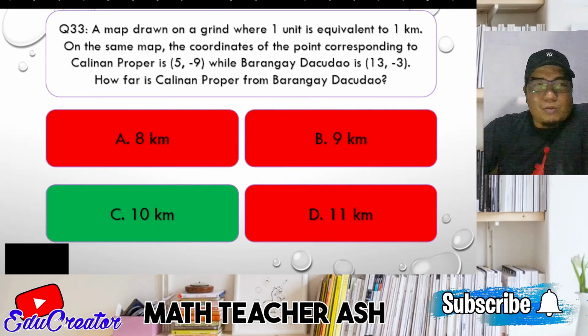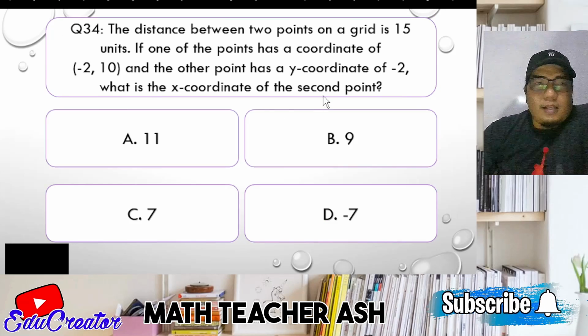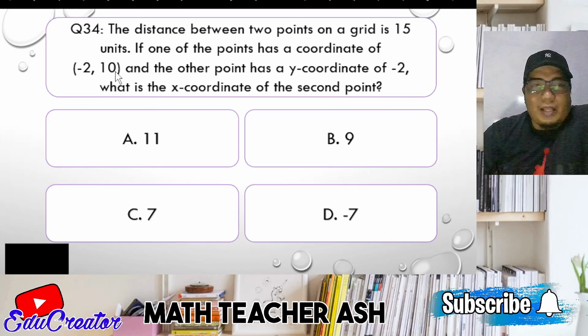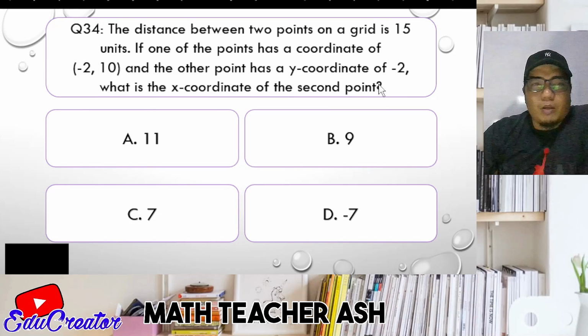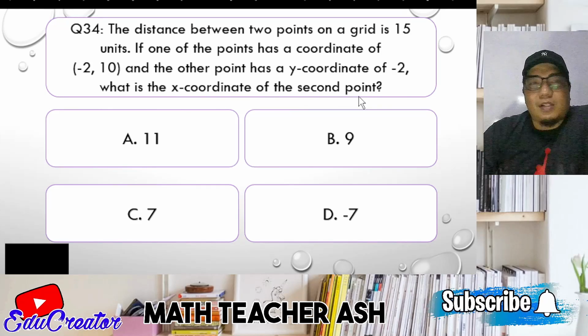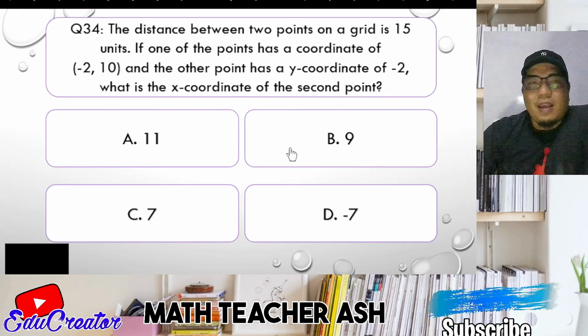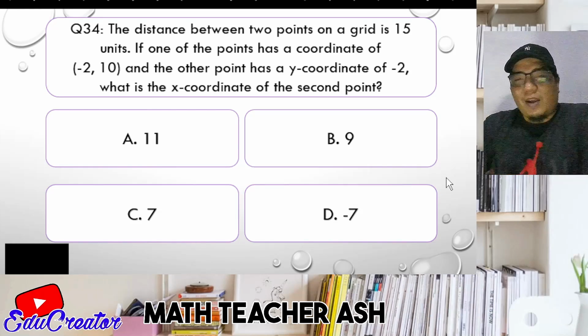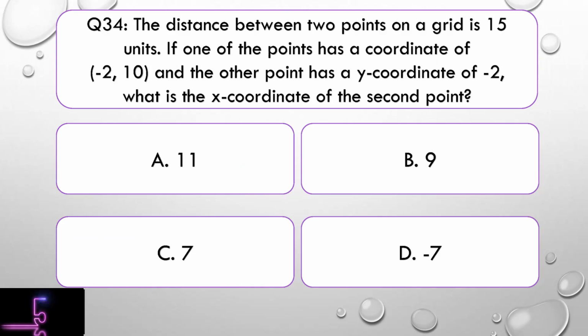Now, let us go to question number 34. The distance between 2 points on a grid is 15 units, okay? If one point has a coordinate of negative 2, 10, and the other point has a y coordinate of negative 2, what is the x coordinate of the second point? Is it A, 11, B, 9, C, 7, or D, negative 7? I'll give you 5 seconds to answer this question.